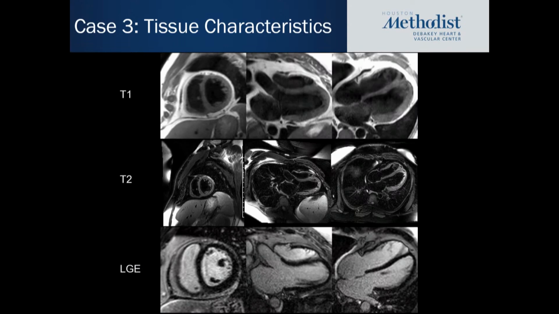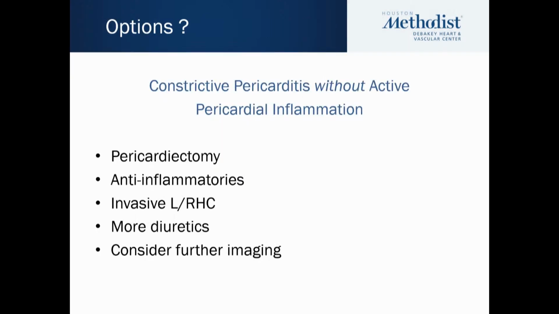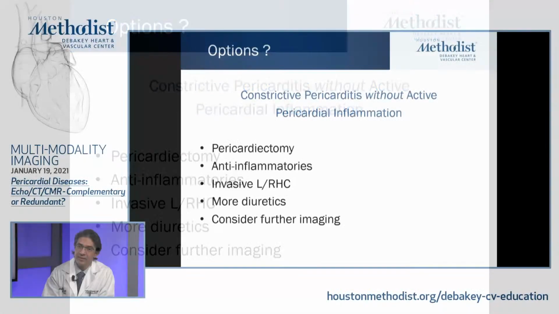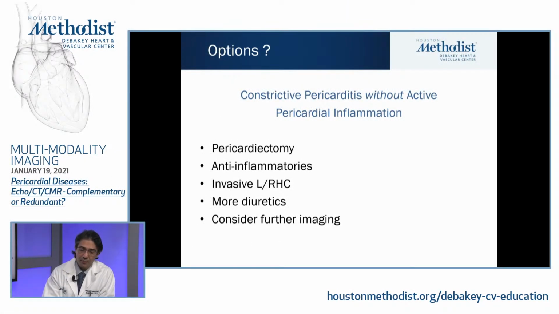If we look further, with our tissue characterization, you will see on our T1 images marked thickening of the pericardium here anteriorly. But look at the T2 and LGE this time. It's completely dark around the heart. There's no evidence of edema and there's no evidence of LGE. So I would ask you in this case, what would you do? Are you going to do anti-inflammatories in this case? Would you send the patient directly for pericardiectomy? Maybe further non-invasive or invasive imaging, diuretics, or consider further imaging.